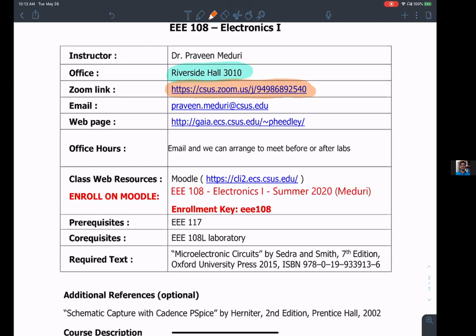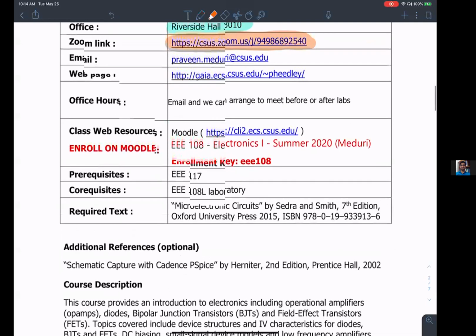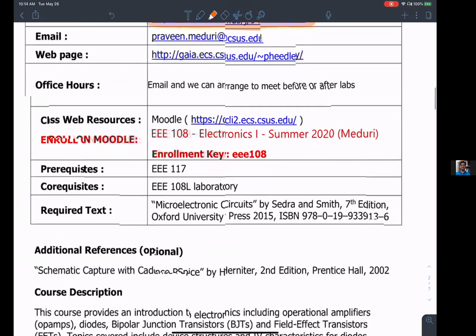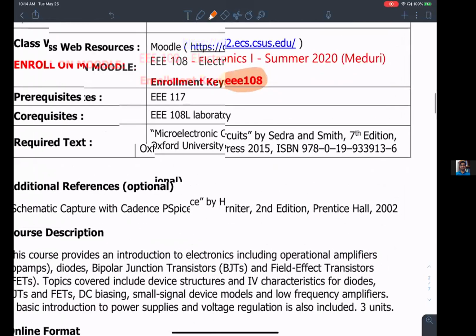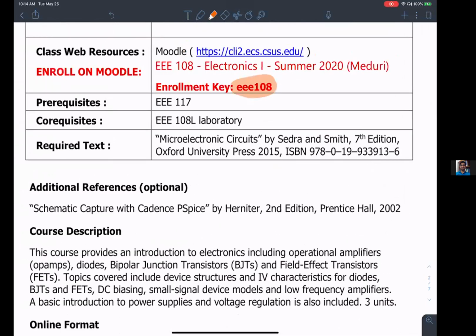And all the material here has been developed by Professor Headley, so special thanks to him. Now, here is the enrollment key for 108. There'll also be an enrollment key for 108L. I'll let you know when that is available. Okay, the textbook is the Bible in microelectronic circuits by Sedra Smith. I don't impose that you buy this, but it's a very good book to have handy.